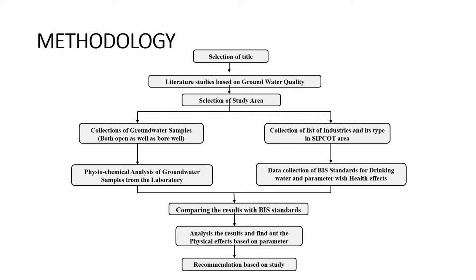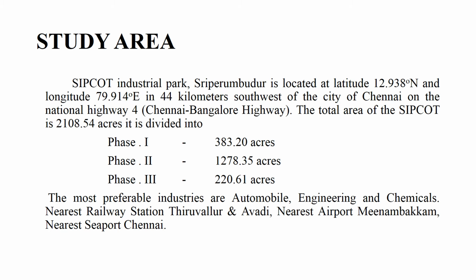For methodology, first the selection of the title, then the literature review, and the selection of the study area. In the study area, we collected groundwater samples from open wells and bore wells, and collected the list of industries and districts. Then physicochemical parameters are analyzed in the laboratory. Then the BIS standard of drinking water quality is collected. Then we compare the BIS standard with the laboratory results and analyze the results. Then recommendations are made.